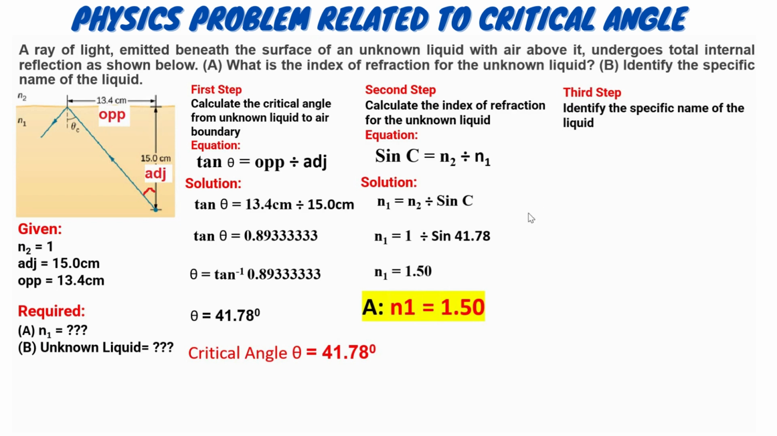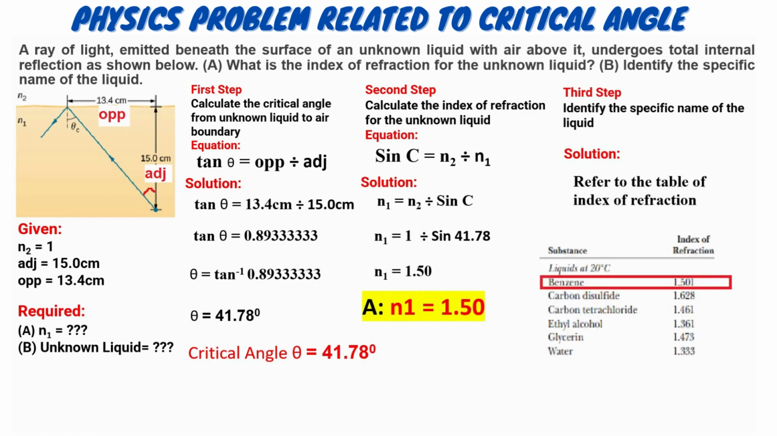To answer this problem, we need the table of the index of refraction for several liquids. Analyzing their index of refraction, we can see that benzene has an index of refraction of 1.501. Therefore, the unknown liquid is benzene.